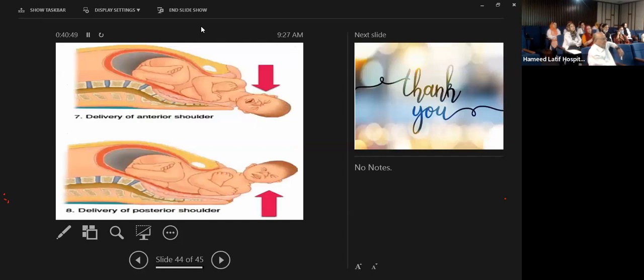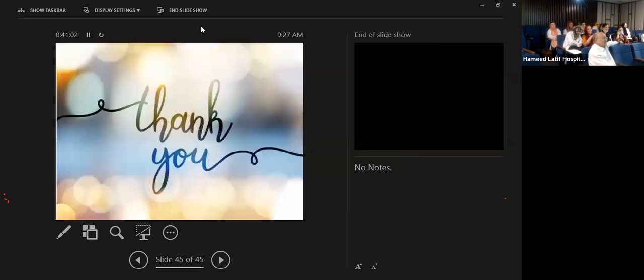Now delivery of the anterior shoulder. And delivery of the posterior shoulder. All of this happens at the time which is called, that all in haze, moments of haze. Totally. Very good.